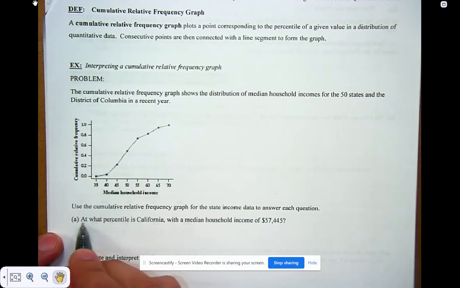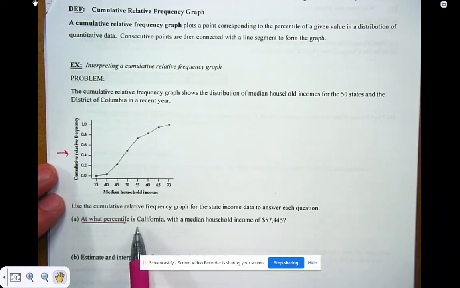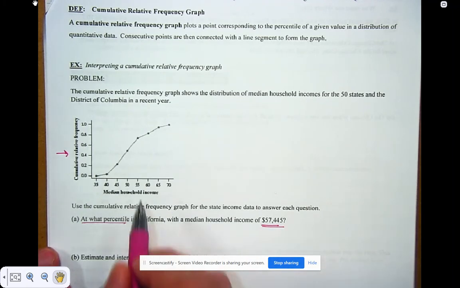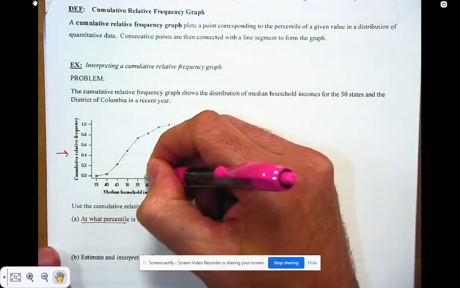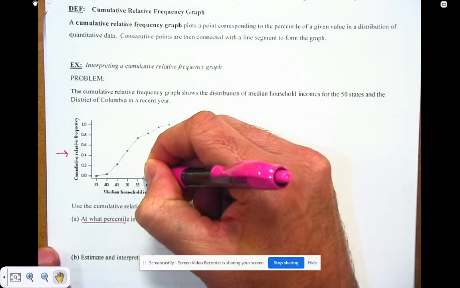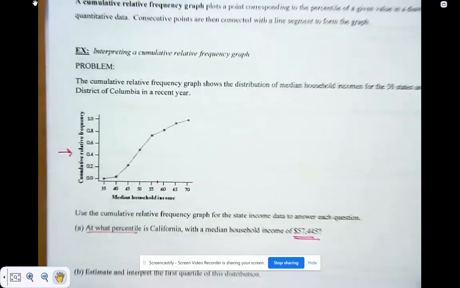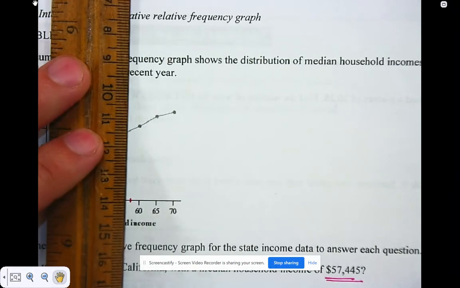At what percentile is California, given a median income of $57,445? So you're trying to find a percentile, which is on this side. Now we know median means half the people in California make more than that, half make less. Since you're given an income, you start on the income axis. If you go to roughly 57 and a half, somewhere right about here, you go directly up to your cumulative relative frequency.